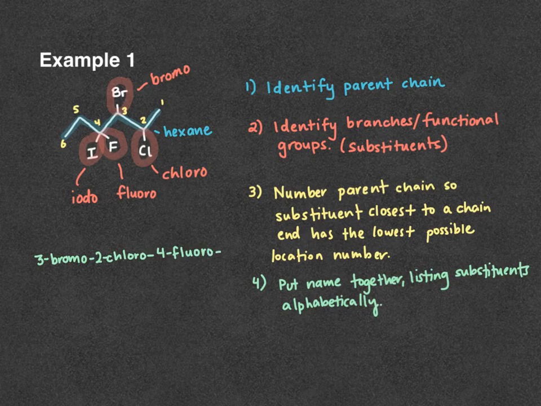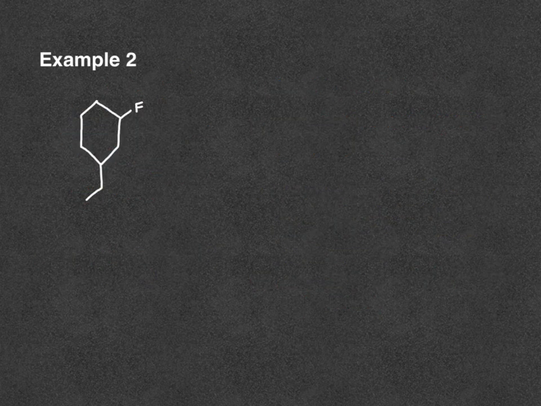I'm going to run out of room, so I'm just going to keep using the next line. Next iodo, 4 iodo. And then our parent chain is hexane. So 3 bromo, 2 chloro, 4 fluoro, 4 iodo, hexane. We're going to do one more example here.